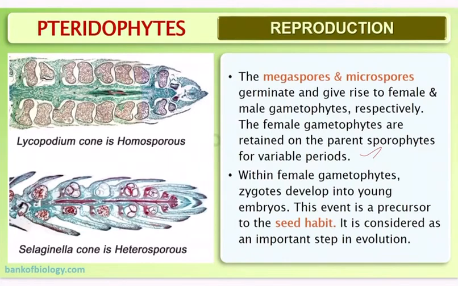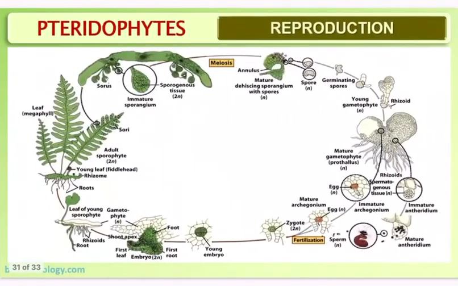So the female gametophytes are retained on the parent sporophytes for variable periods. So there is a dependency on the sporophyte. Within female gametophytes, zygotes develop into young embryos. This event is a precursor to seed habit. This is an evolutionary trend. This is giving a clue that in future seeds are going to be formed. It is considered as an important step in evolution.